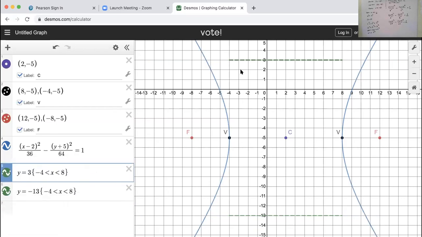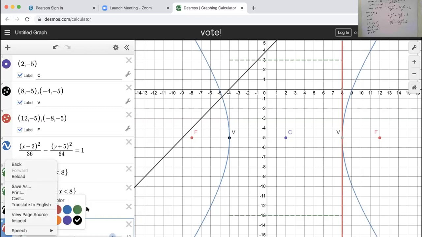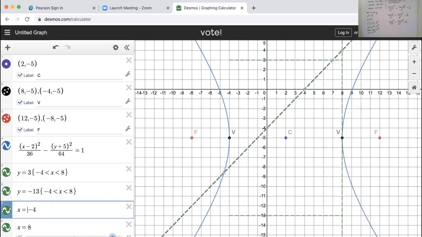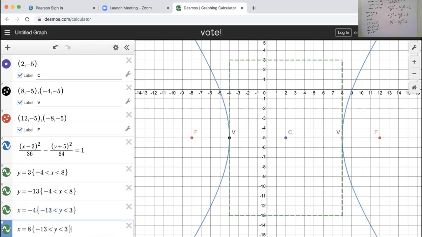So I've got that part of the box in, and then I have x equals -4, and I have x equals 8 for the other part of the box. X equals -4 and x equals 8. Let's make those both green and dotted. There we go, that's better. And then I want that to go from -13 to 3. So we were able to create the box that we need.